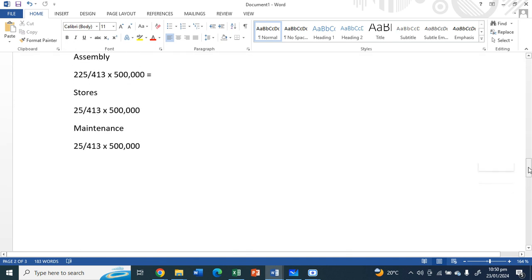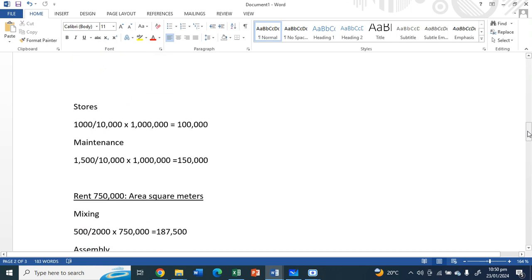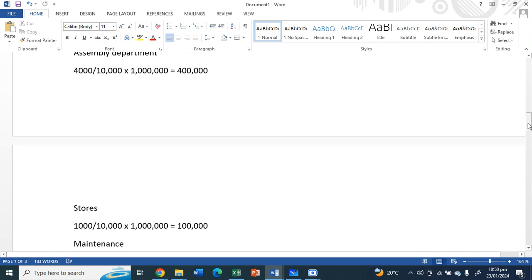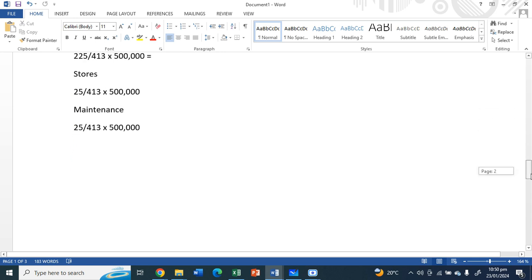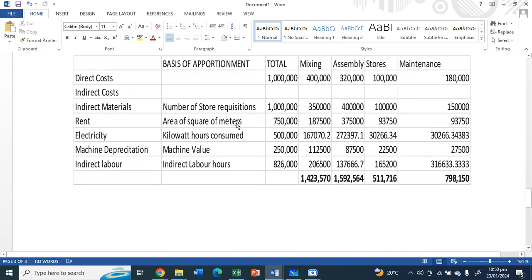So after you do these calculations here, this is what we're calculating. You're supposed to make a table like this. It's not compulsory that you put your basis of apportionment, but for studying purposes, you put your basis of apportionment. Then you share out each of the overheads. So if there are no questions, we can end here.